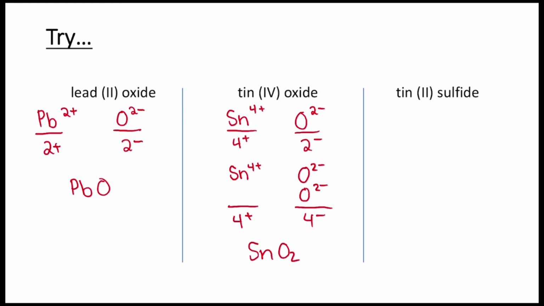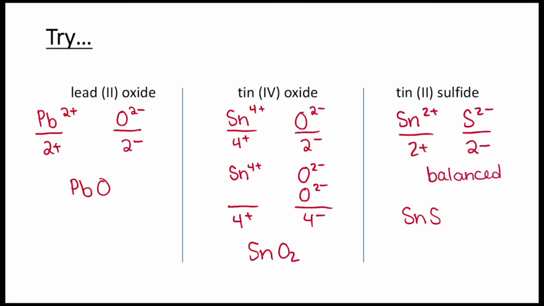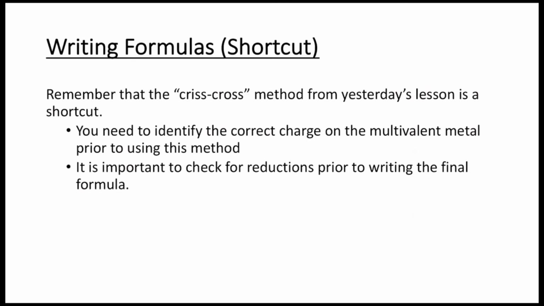For the last one, I'm just going to skip to the answer. Okay, so hopefully you've now checked that all over. And then our last little section here is on writing formulas through the shortcut. So remember that the crisscross method from yesterday's lesson is a shortcut. You need to identify the correct charge on the multivalent metal prior to using this method.